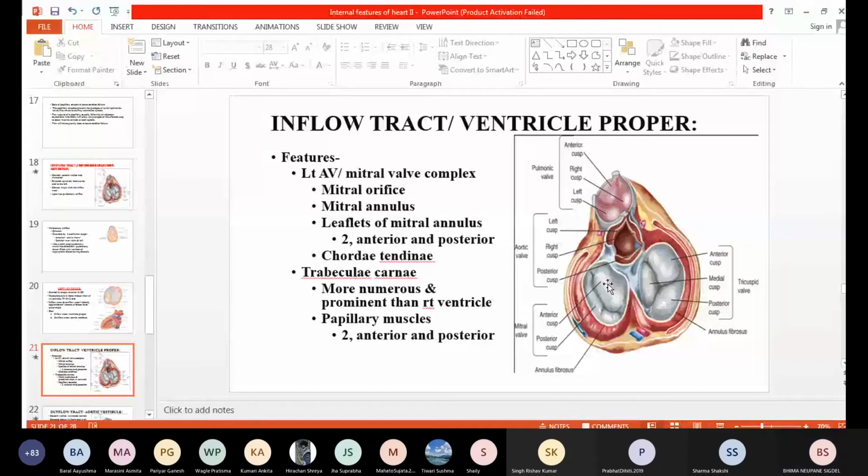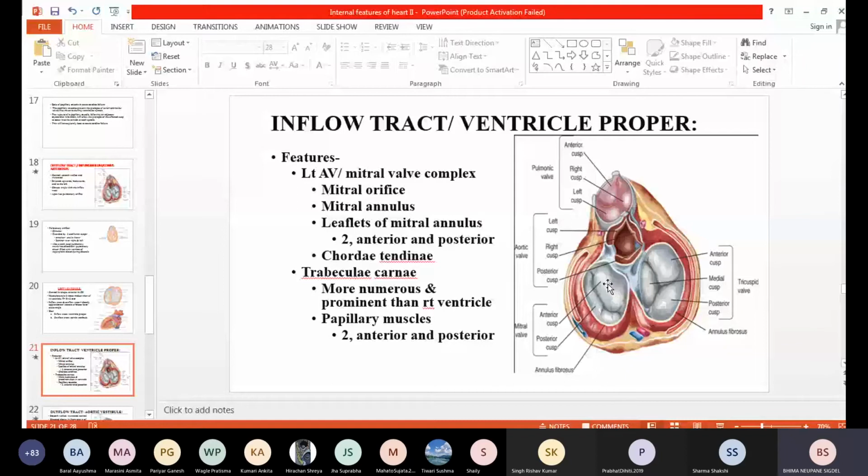One feature is the muscular ridges present on the inflow tract. Okay, trabeculae carneae are similar muscles present in the left ventricle too. If we compare, they are more numerous and more prominent than in the right ventricle. Now papillary muscles. There are two types of papillary muscles present in the left ventricle, whereas in the right ventricle sometimes we can get the septal one also.